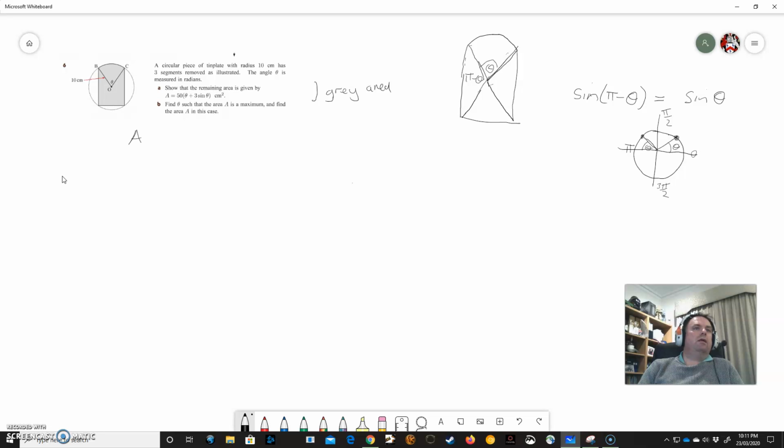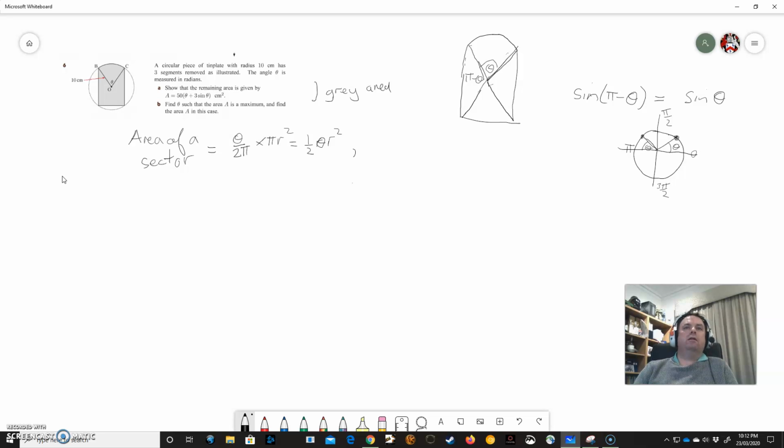So what do we need? We need the area of a sector, and if you're like me, I always forget the formula for this. But the way I think of it, it's theta over 2 pi, because that's the fraction of the circle, times pi r squared, which means my formula would be a half theta r squared. You're not going to forget it if you think of it like that.